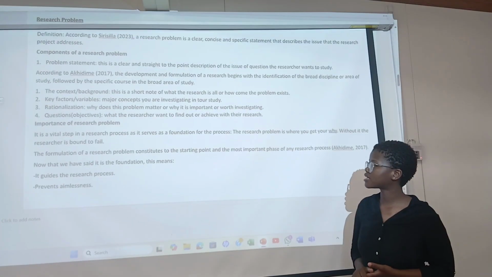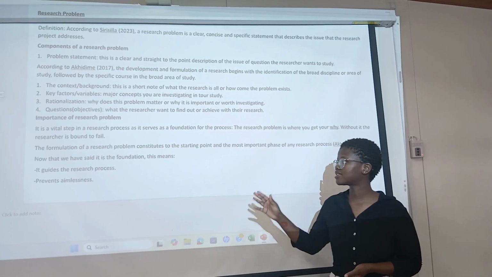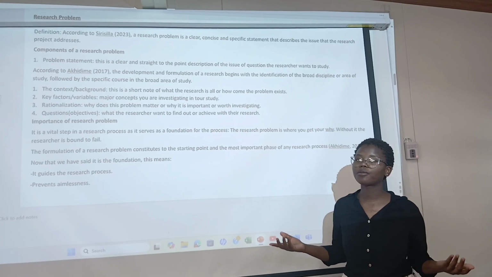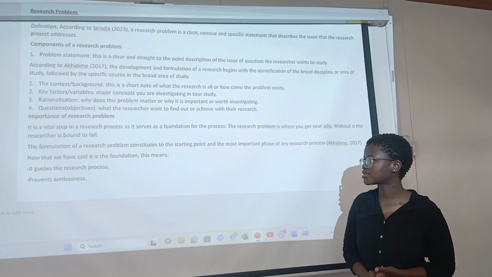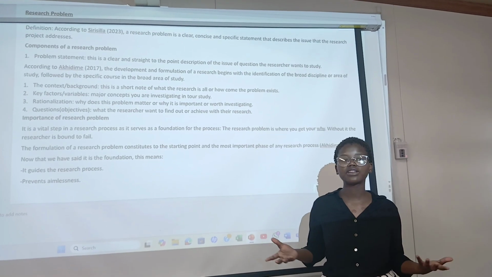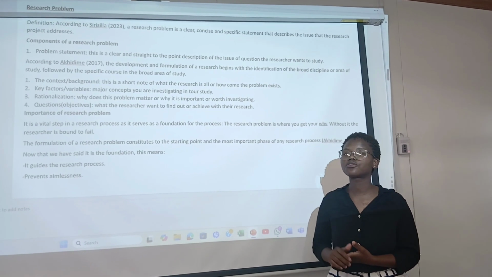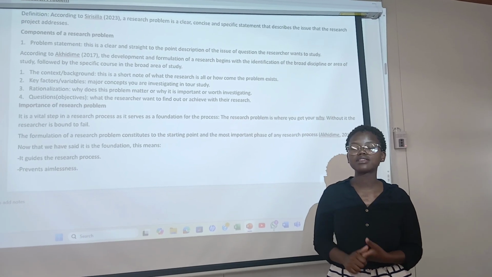Now that you have said it is the foundation, this means that it guides the research process, which means that a research problem is the roadmap for the whole research process. And also it prevents aimlessness. That means it prevents wandering, or it helps the researcher to focus on the main point in the study.